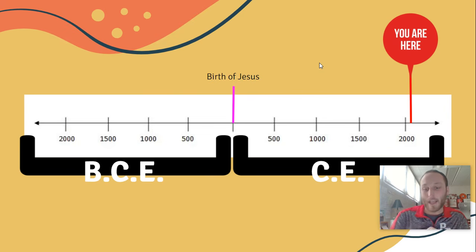Okay, another recap. Remember, we could call the timeline BC and AD. So everything to the right of the birth of Christ is AD, and everything to the left of the birth of Jesus is BC. Or I can say BCE and CE. Everything to the right is Common Era, CE, and everything to the left is before Common Era, BCE.